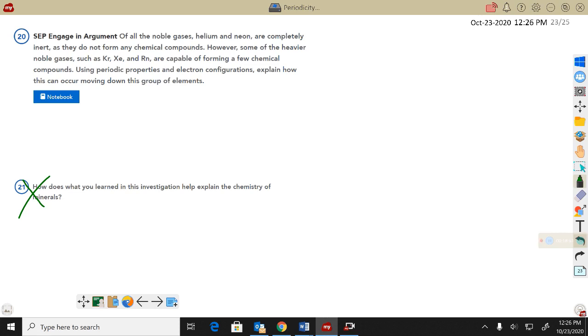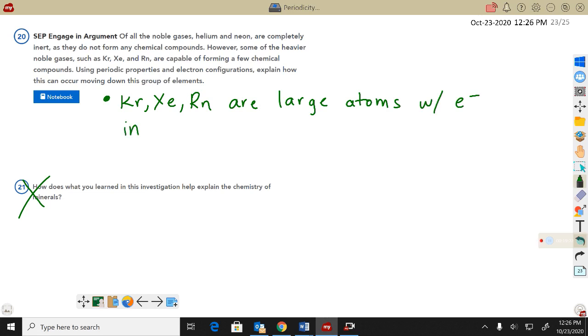When we get to krypton, xenon, and radon, we're talking about some pretty big atoms that have electrons in 4, 5, 6 energy levels. Okay, so I'm going to make note of that first. Number 1, krypton, xenon, and radon are large atoms with electrons in many energy levels.